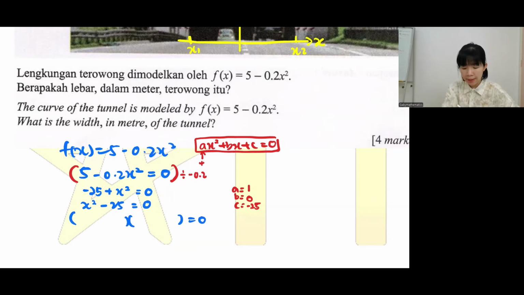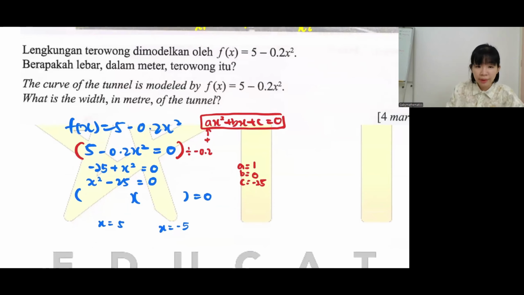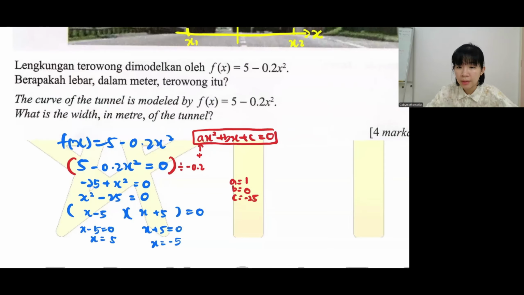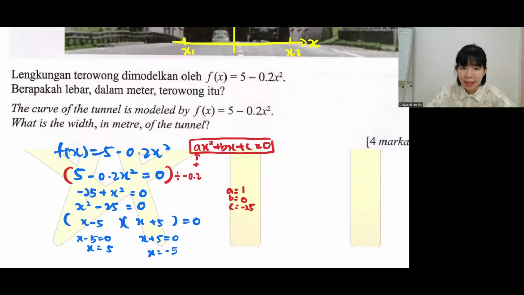Okay, a is 1, b is 0, c is negative 25. So your x1, did you all get 5? The other one, do you get negative 5? Yes. Okay, got this right? So we fill into the bracket. So (x - 5) = 0. If it's negative, (x + 5) = 0. So now we got both x1, x2. Okay, Shingi, later I explain to you why.